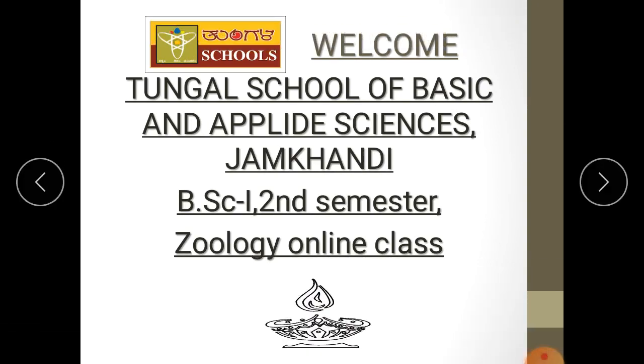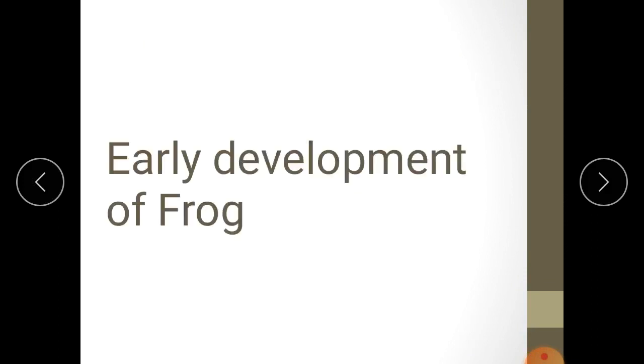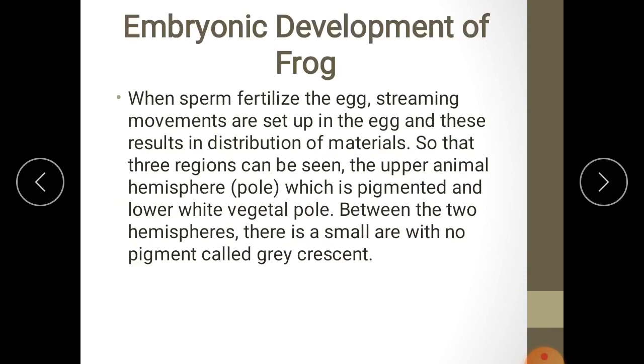So today I am going to discuss the early development of frog, the embryonic development of frog. When sperm fertilize the egg, streaming movements are set up in the egg and these result in distribution of materials.